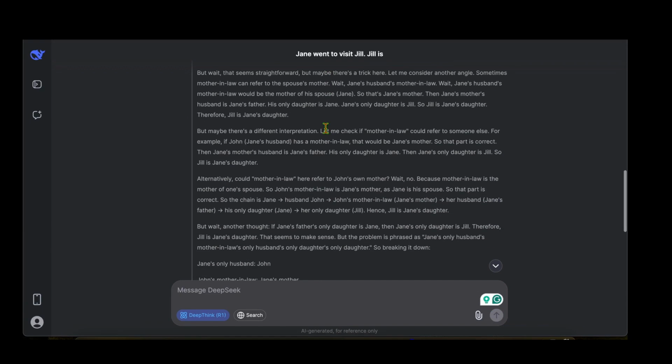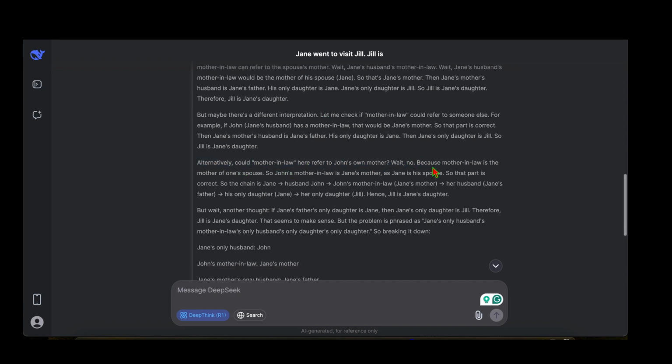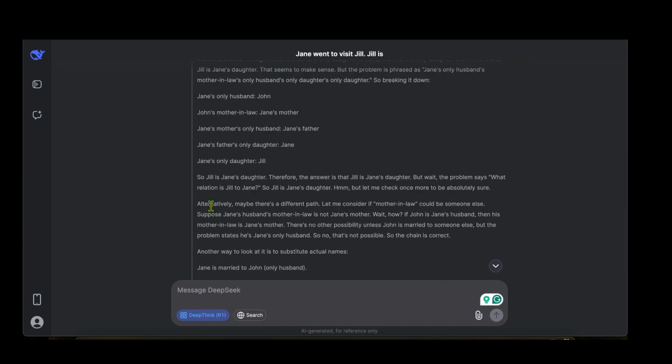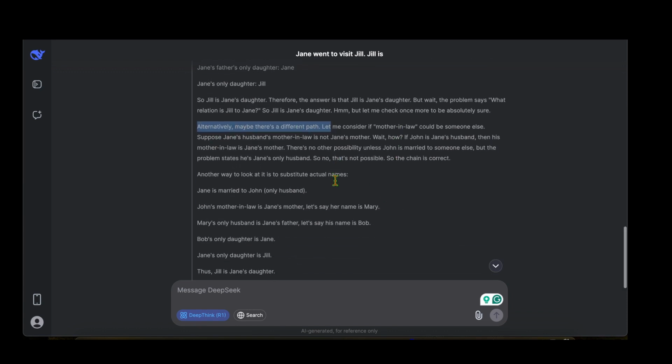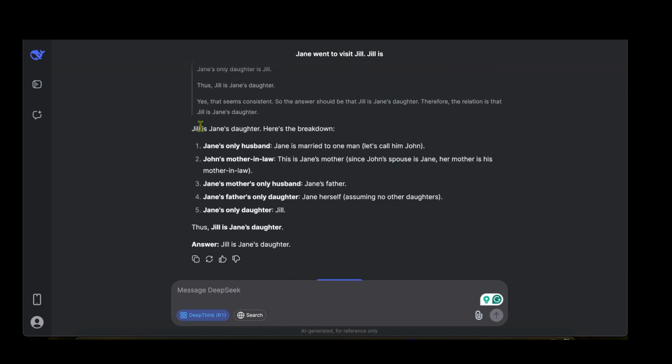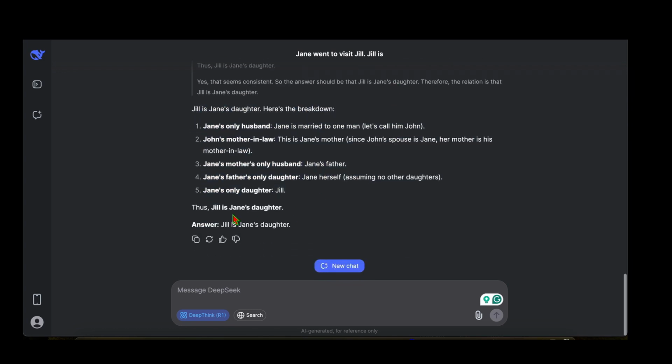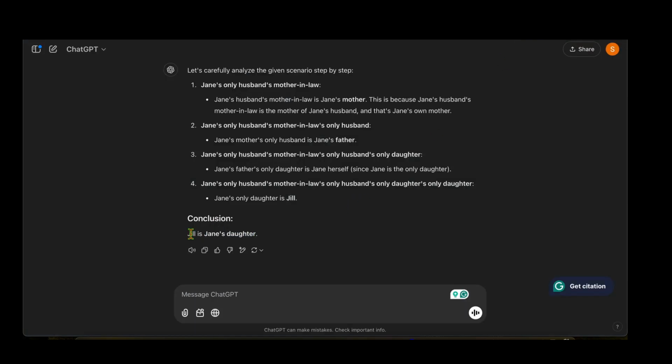It goes on, and then again it says, alternatively, could mother-in-law here refer to John's own mother, and again it goes on. Again it says, alternatively, maybe there's a different path, and then it goes on to reason in a different way. Eventually it comes up with Jill is Jane's daughter. So, then it gives a breakdown and eventually says that the answer is Jill is Jane's daughter, and it matches the answer which we got from ChatGPT.